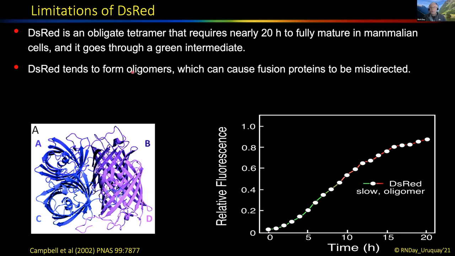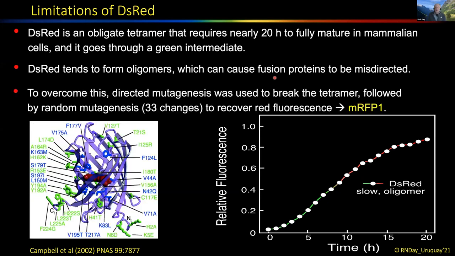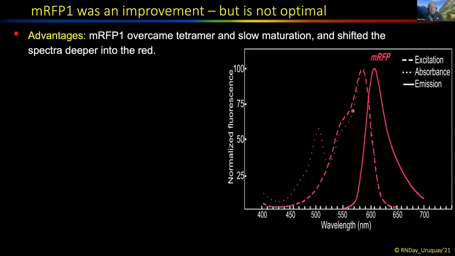The other problem was it forms oligomers, so it tended to misdirect any fusion protein you made to it. So to overcome this, Roger Chen's group went in and used directed mutagenesis to break the tetramer, but they ended up with a non-fluorescent protein. And so they then did random mutagenesis of that non-fluorescent protein to bring back the red fluorescence. And this is where mRFP1 came from. The advantage of mRFP was, of course, it's a monomer. So this overcame the issue of tetramer oligomerization.